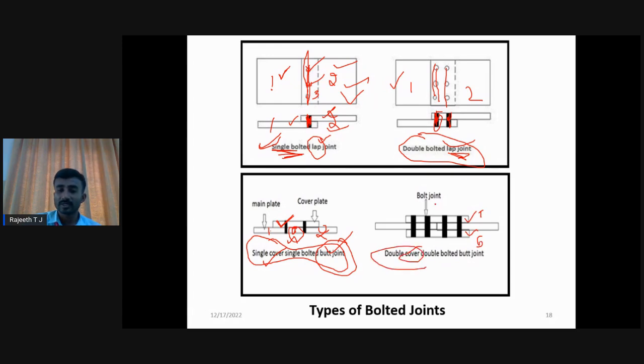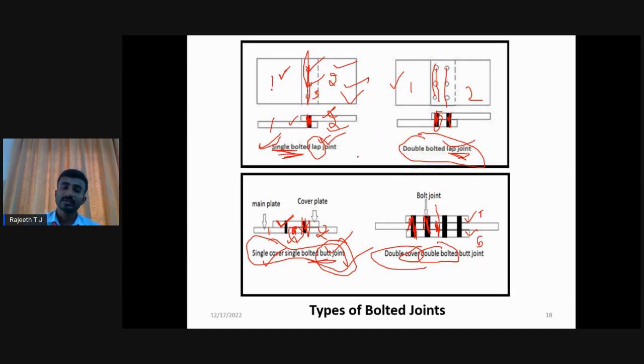Double bolted means, if you consider this edge from here, this is the point where the two plates are meeting. Since we kept one adjacent to the other, if you use two rows of bolts here, then we call it a double bolted joint. If you use only one row of bolts on one side of this joint, then we call it a single bolted joint. If you keep one plate adjacent to the other, we call it a butt joint. When you keep one plate above the other, we call it a lap joint. So these are the typical bolted joints.